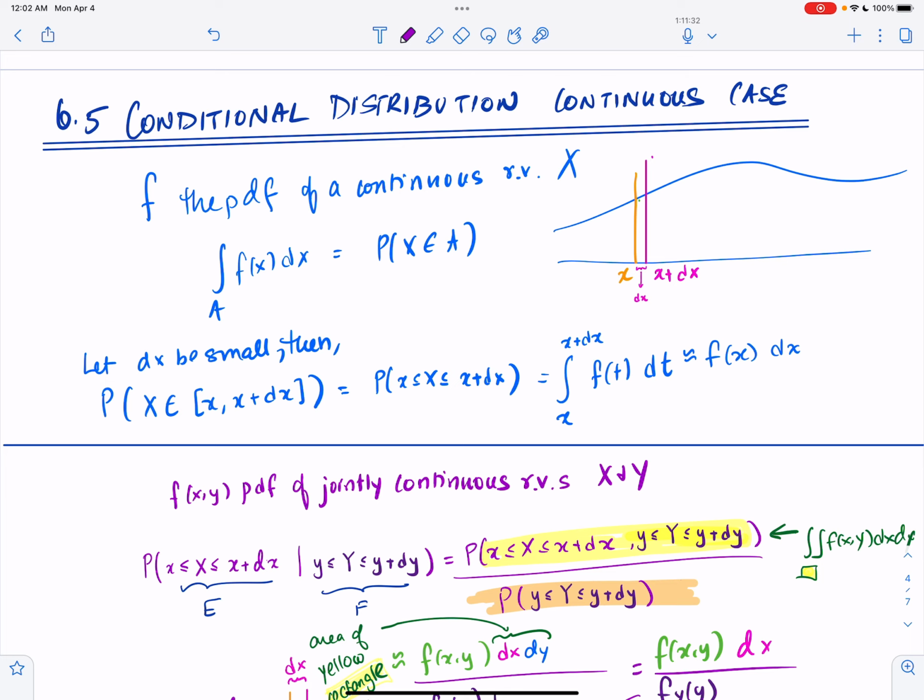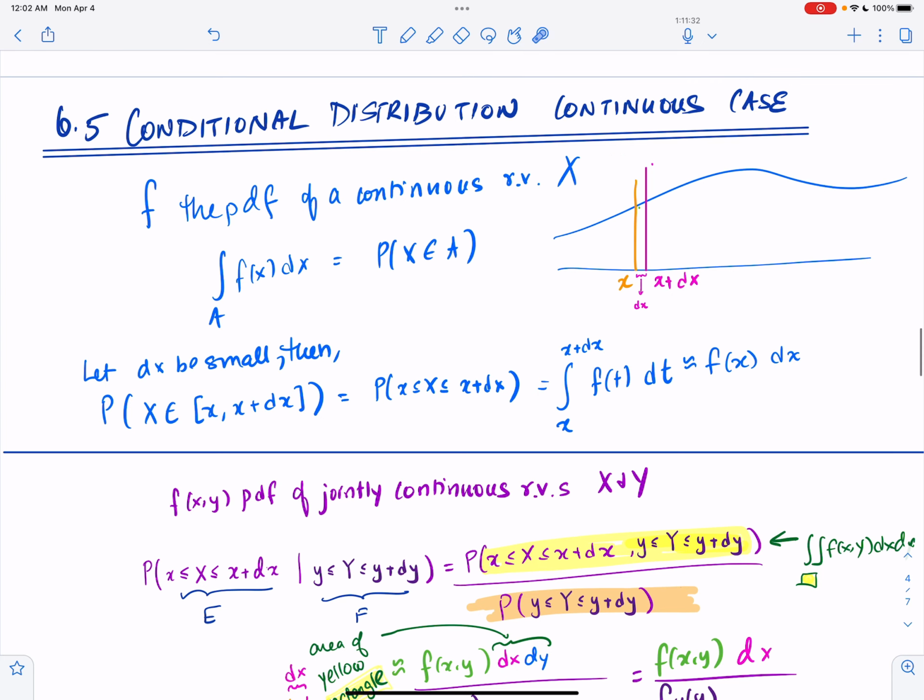What we're going to move onward to is tackling conditional distributions in the case of jointly continuous random variables. Okay? This is section 6.5 from the textbook, Ross's textbook. Now, before we go into the details of this section, I wanted to remind you a little bit about PDFs of continuous random variables and looking at what the PDF is when this set A is tiny.